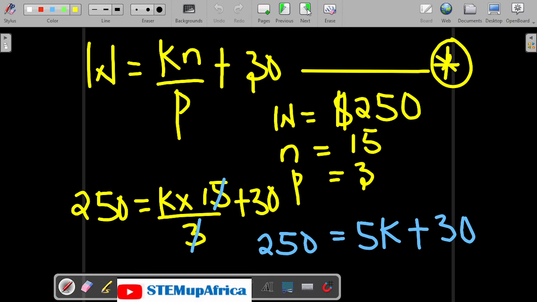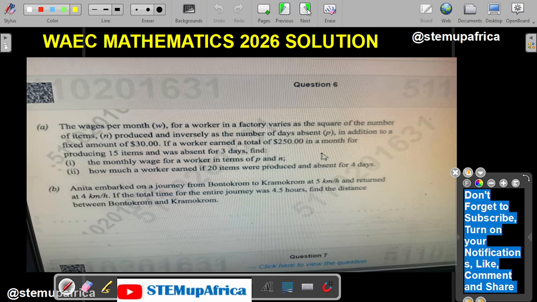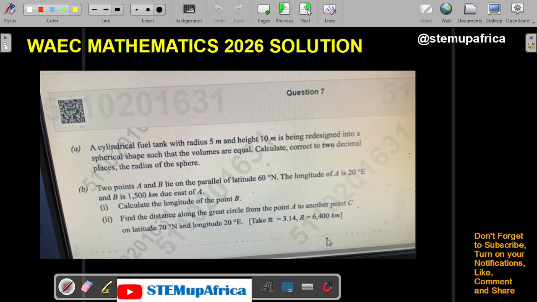Okay, let's look at question 7. Question 7 said, a cylindrical fuel tank of radius 5 and height 10 is redesigned into a spherical ball. This is similar to the first question we did. It is redesigned into a spherical ball such that the volumes are equal. Meaning the volume of the cylindrical tank is equal to the volume of the sphere. So we are now asked to calculate the radius of the sphere.